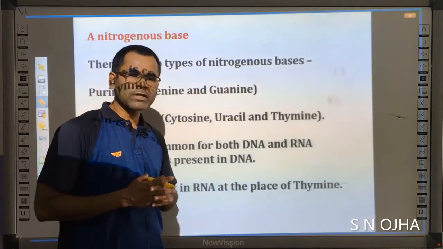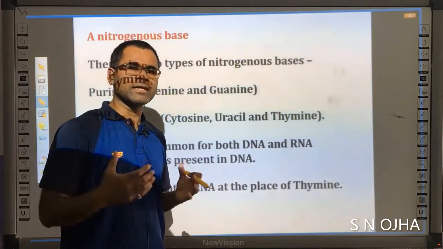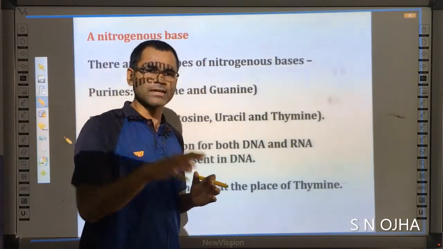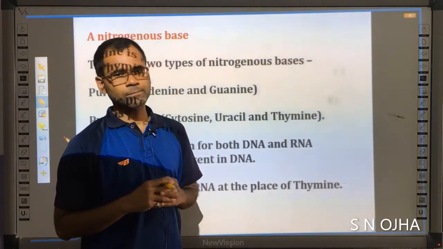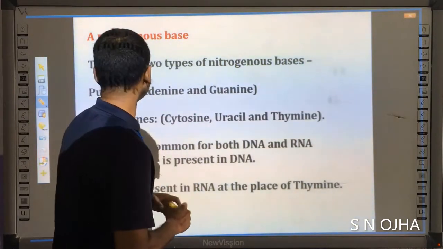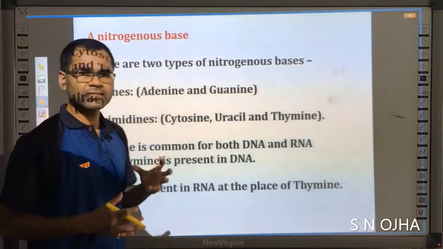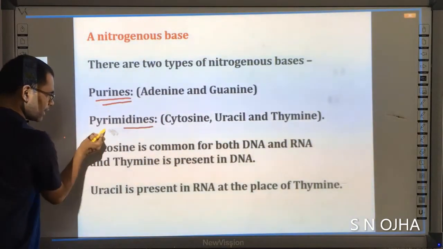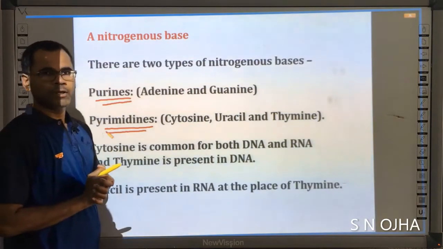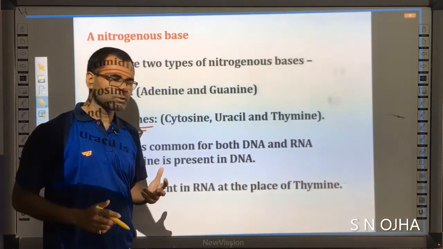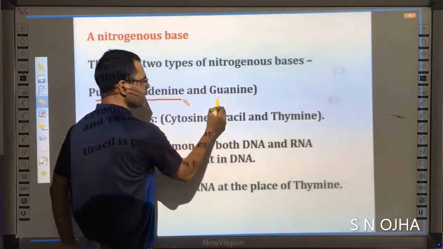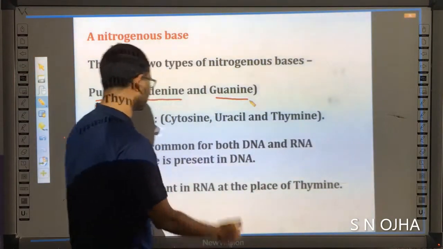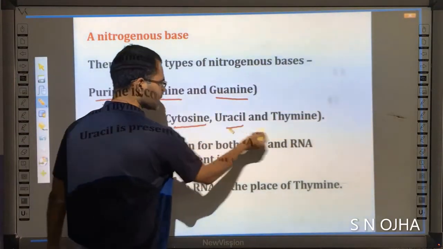Nitrogenous bases are broadly classified. They are the nitrogen containing bases in which their heterocyclic ring has nitrogen. These nitrogenous bases are basically categorized as purine and pyrimidine. There are two types of purine, that is adenine and guanine, and there are three types of pyrimidine, that is cytosine, uracil and thymine.